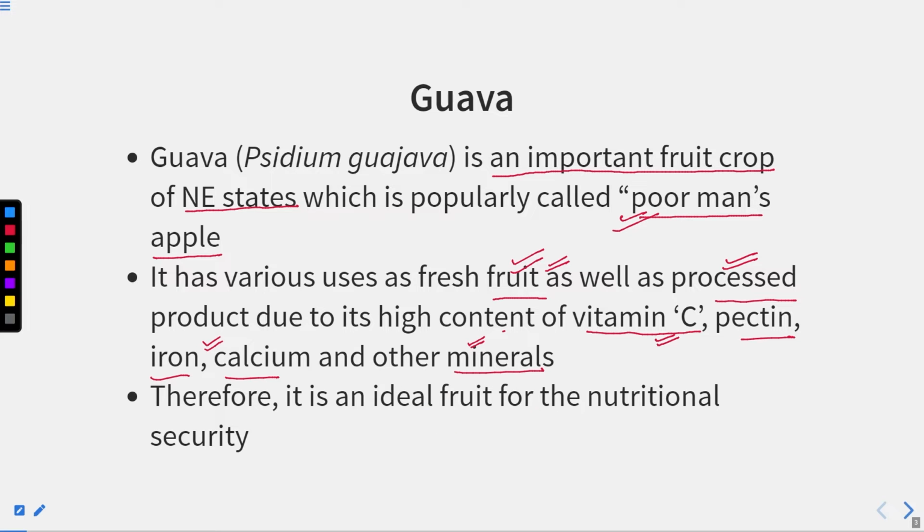Therefore, it is an ideal food for nutritional security. So this is very good for digestion also, right? It has a lot of fibers and seeds, and that is very good for digestion. And it has a high nutritional value, so it is an ideal food for nutritional security as well.